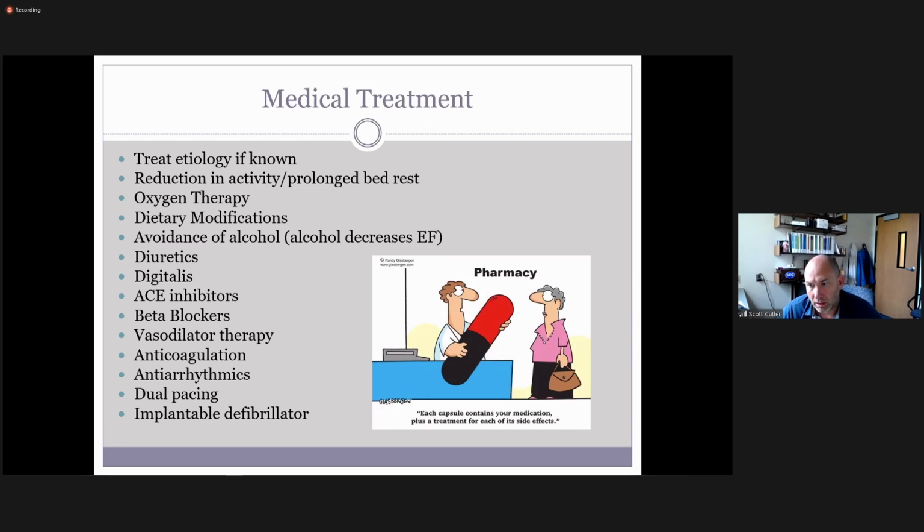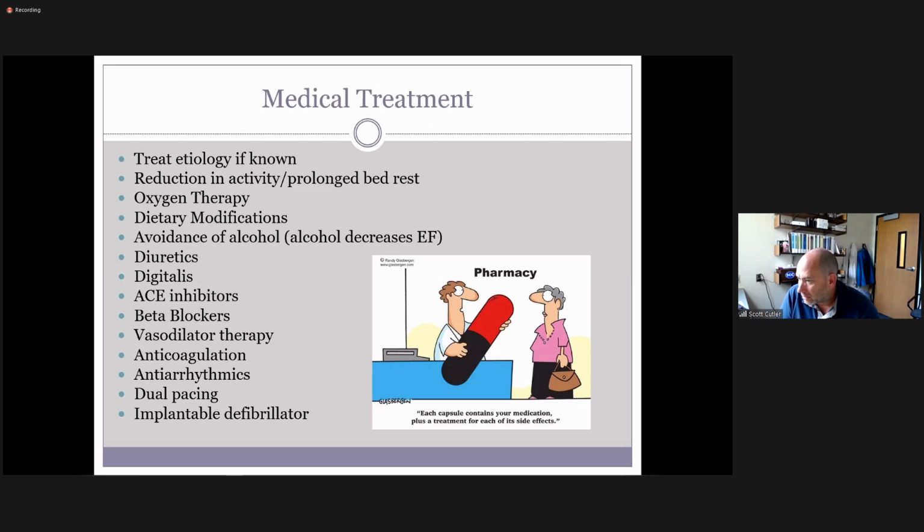Anticoagulation if there's a strong suggestion of blood clotting going on, or we're concerned about that. Antiarrhythmics if we're getting EKG abnormalities. They might need to use a pacemaker to help rebuild the strength of the chamber, so that's where the dual pacing might be part of it. And if they really need to, they'll have an implantable defibrillator. That's the big box underneath the skin, typically on the left side, with leads going down into the heart directly.